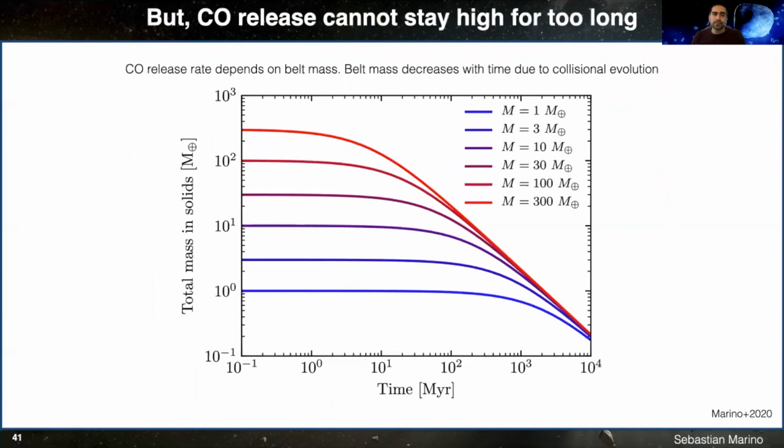But that's not the whole story yet, because CO cannot be released at a high rate for too long, and this is because there is a collisional evolution going on. So the release of CO depends on the mass of a belt, and the belt mass decreases with time due to collisional evolution. So this is the total mass in solids for a belt as a function of time for different initial masses. For example, the red curve is for a case of a disk starting with a very high mass. That disk will evolve very quickly, and will converge to levels that are consistent with a belt that started with a lower mass. So no matter how much mass you start with in a belt, you will always converge to basically the same point in the future. That means that you cannot keep producing CO at a high rate forever. At some point it will have to decay.